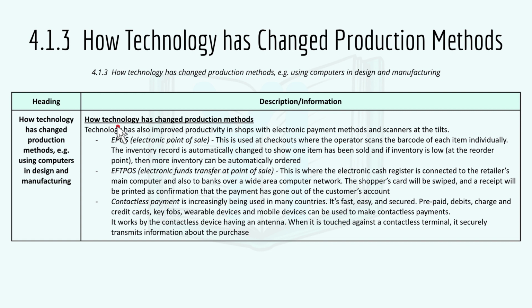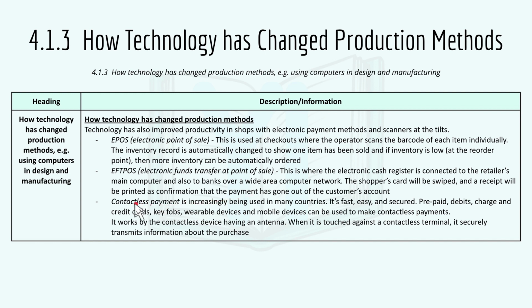Then here's how technology has changed production methods. Technology has improved productivity in shops with electronic payment methods and scanners at the tills. We have EPOS, electronic point of sale, and this is used at checkout where operators scan the barcode of each item individually. And here we have electronic funds transfer at the point of sale, and this is where the electronic cash register is connected to the retailer's main computer and also to banks over a wide area computer network. The shopper's card will be swiped, like a credit card or debit card, and the receipt will be printed as confirmation that the payment has gone out of the customer's account.